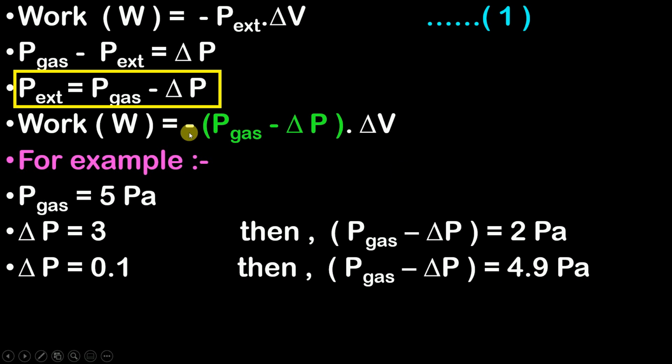Do not bother about this sign. This sign only tells you whether the work is done on the system or by the system. Focus on the magnitude. When you multiply 4.9, you will get a greater value of work as compared to 2. When you multiply 2, you will obviously get less work. So that is what I was saying: when the difference between the external pressure and the pressure of the gas is very small, at that time the work done will be maximum. This is what I was trying to tell you all for so long. I hope this is clear, guys.